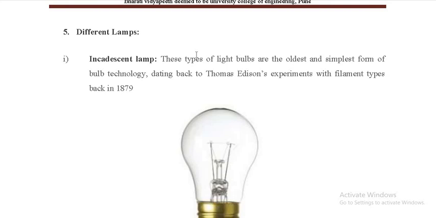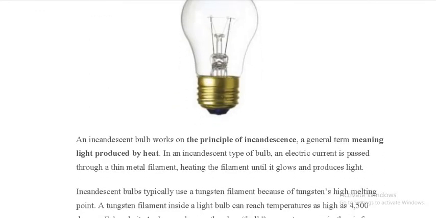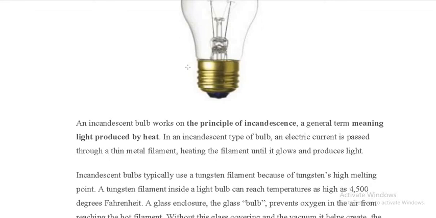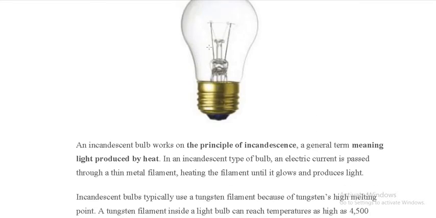Now let me switch over to the different lamps. The incandescent lamp is the one you normally use in your homes. That is the 40 watt, 60 watt bulbs, isn't it? Normally its light is yellow. This is based on the principle of heat energy. You can see there is a filament, and when current is passed through it, it glows, and that is why the bulb glows, right?